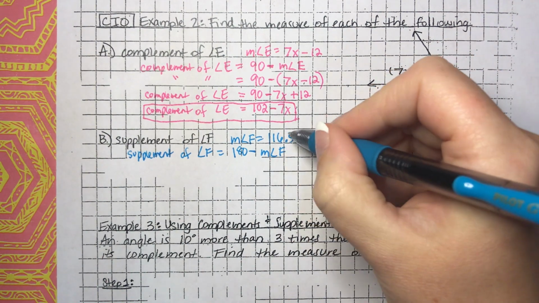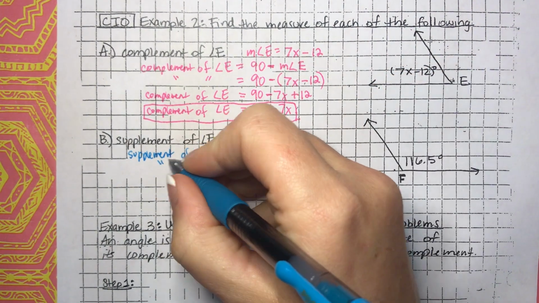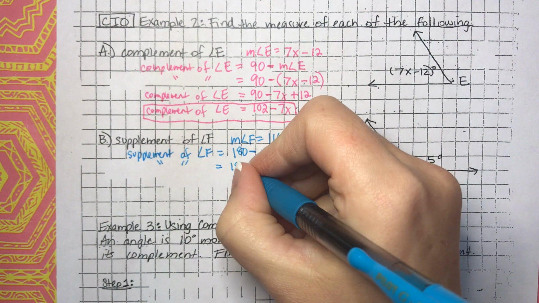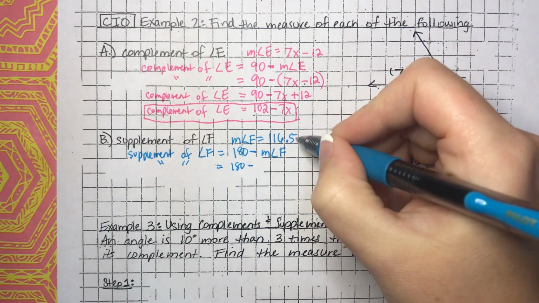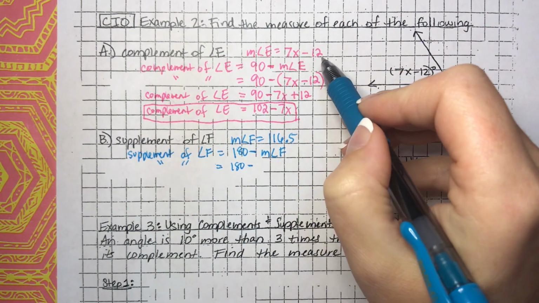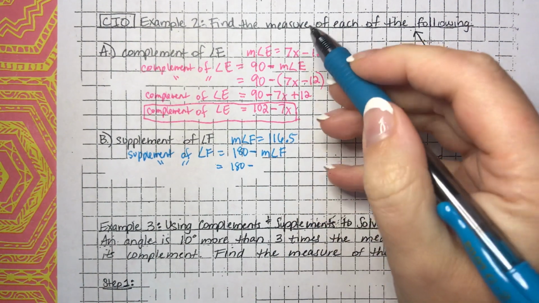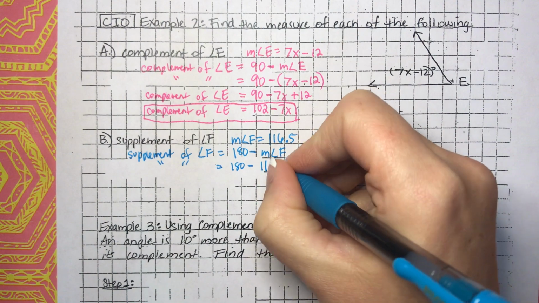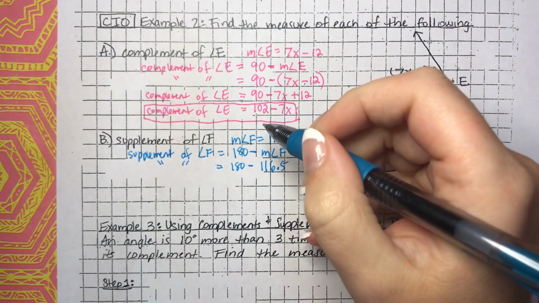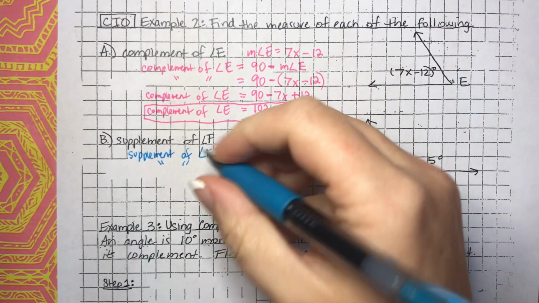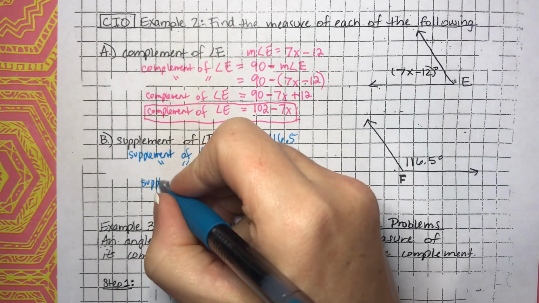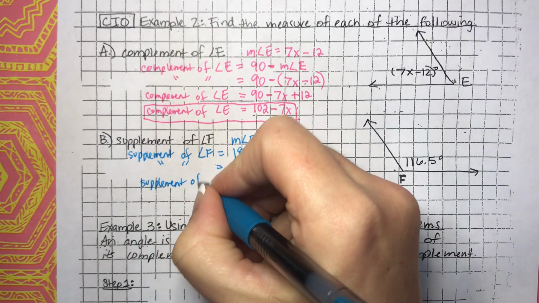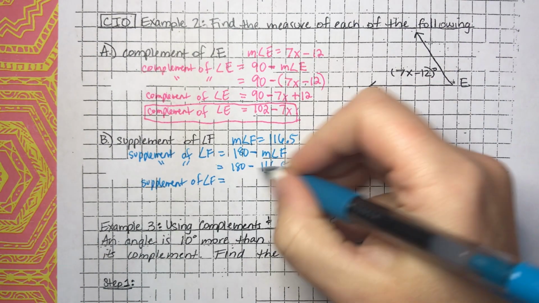Okay, now we're going to take this and substitute it in. So we have 180 minus, there's only one thing, there's not two terms like 7x and a negative 12. So we don't have to put in parentheses, we can just directly substitute it in. And we get this. Okay, then lastly, the supplement of angle F, we just need to do this subtraction.